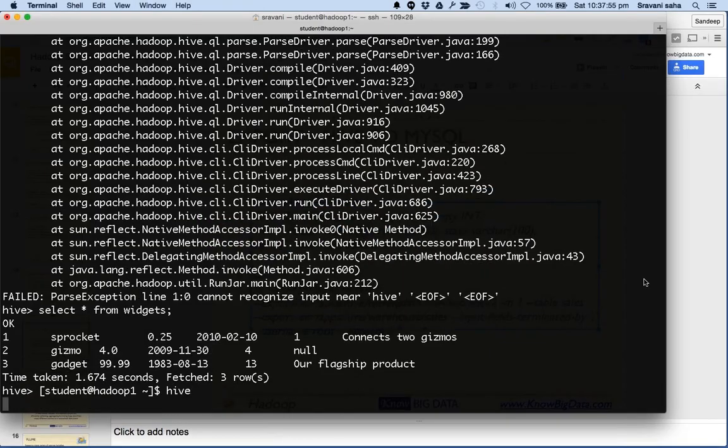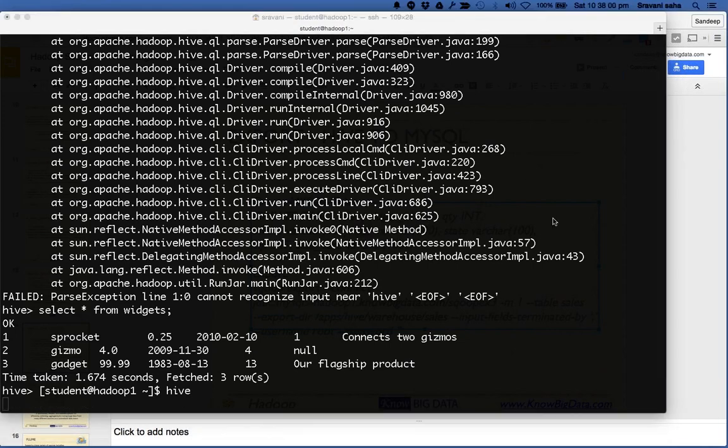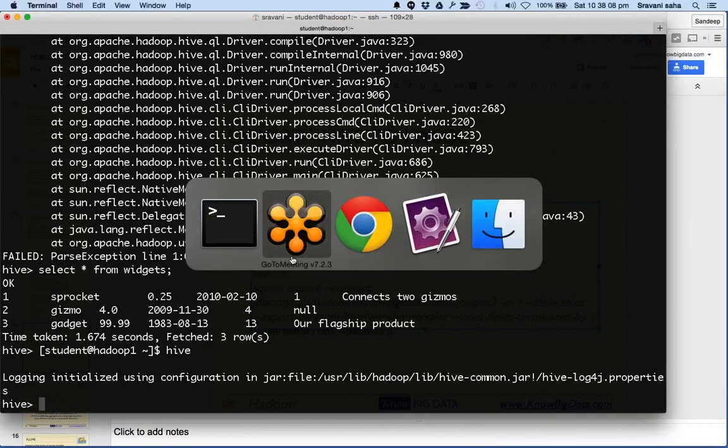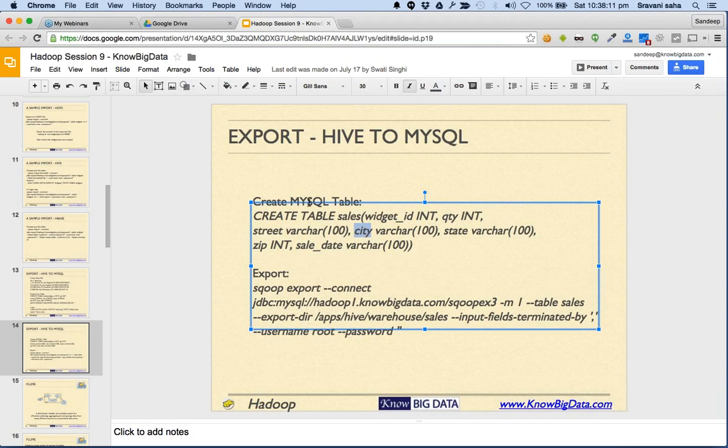So let's say we go into Hive. Are you with me? So what exactly are we trying to do? We are trying to copy the data from Hive into MySQL. So all of these permutations and combinations are possible using these.